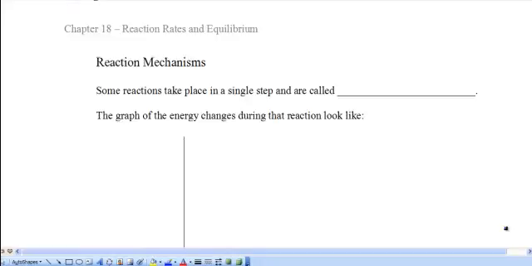And we're back to wrap up 18-5 in our discussion of reaction mechanisms. Now some reactions will in fact take place in a single step, and those are called elementary reactions.